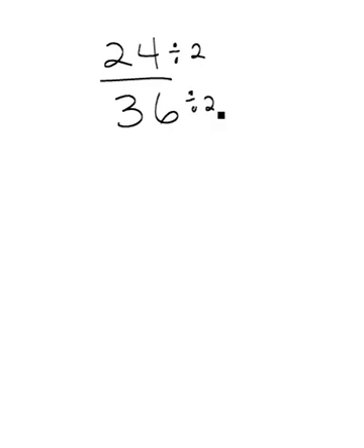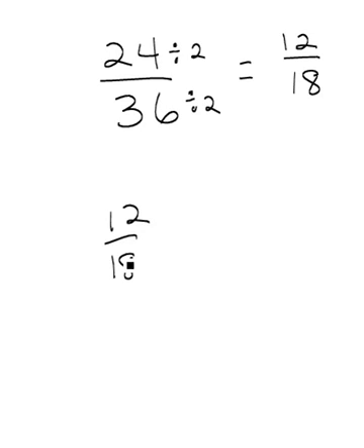If I divide the top by 2, 24 divided by 2 equals 12. If I divide the denominator, 36, by 2, I get an answer of 18. Now 12/18 still isn't in lowest terms, but at least it's got me on the way there. I'm going to rewrite 12/18 down here, and I'm going to see if I can reduce it even further.